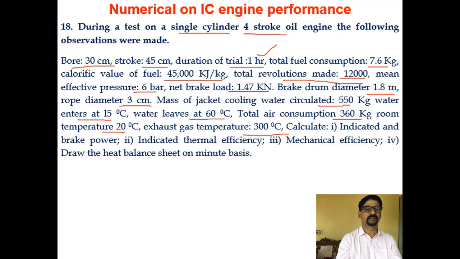Calculate indicated power IP. For a single cylinder, IP is PMI LAN by 60 by 1000. PMI is given, L is given, A is pi d square by 4, and small n is capital N by 2 because it is a 4 stroke engine. BP is 2 pi NT by 60,000, no issues. Indicated thermal efficiency you can calculate, mechanical efficiency you can calculate, and draw the heat balance sheet on the minute basis.